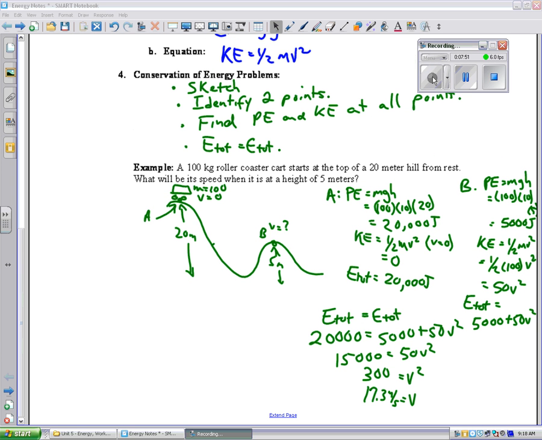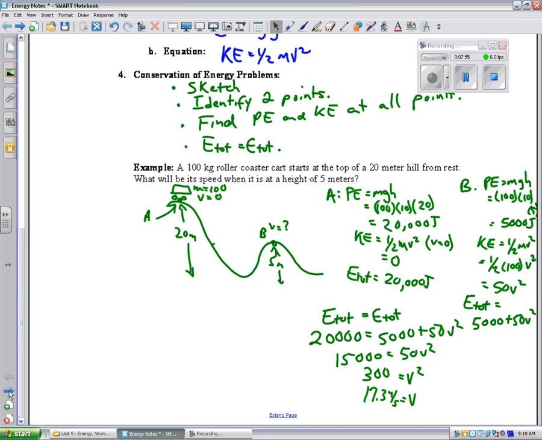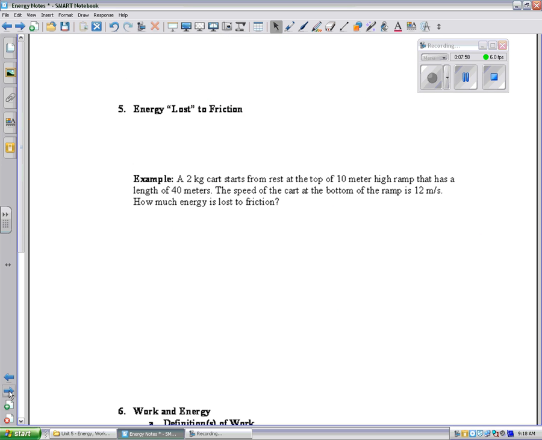So on the next page, we have an example where the energies aren't going to end up equal. So for this particular problem, we're going to have some energy loss and friction. Energy loss and friction turns into heat. So it's not really lost, it just turns into a different form. It's not kinetic and it's not potential anymore. So here's an example like that.